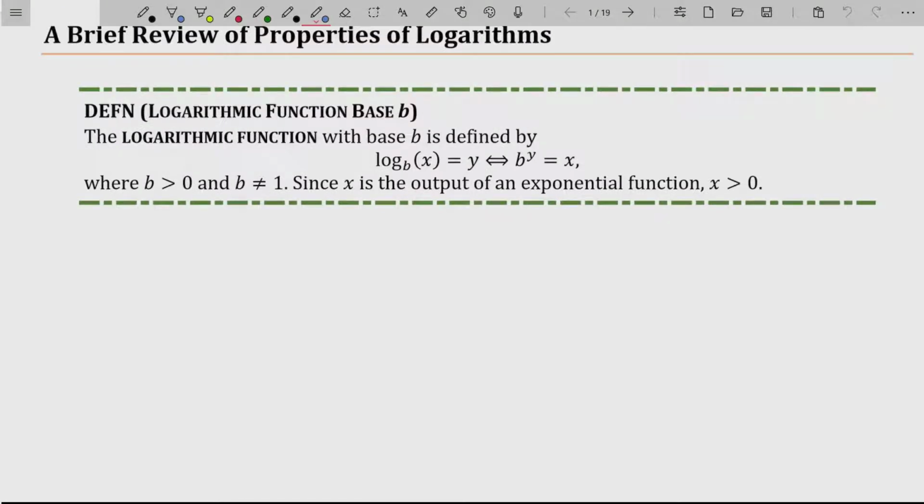reminder. The logarithmic function with base b is defined by this bijection. That's what that double arrow is called. It's a bijection. The log base b of x equaling y is the same thing as saying b to the y is equal to x. The way you would read that is: log base b of x is equal to y if and only if b to the y is equal to x.